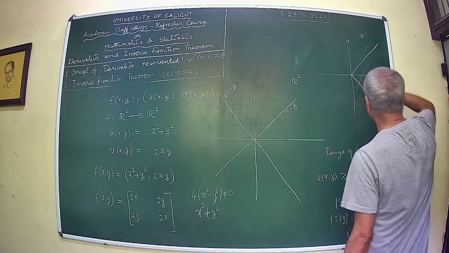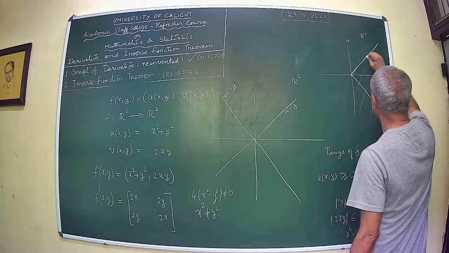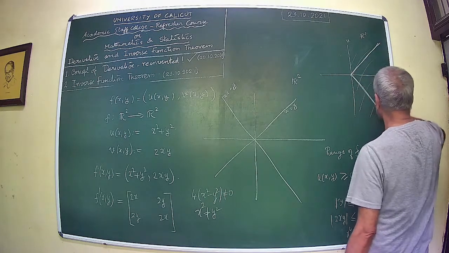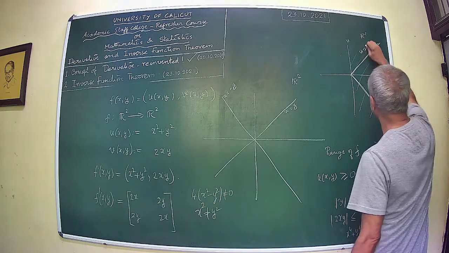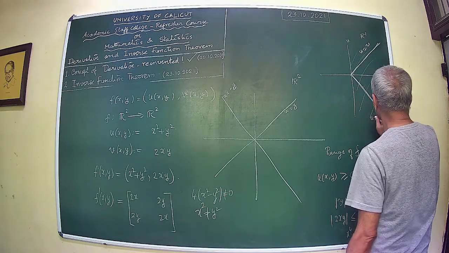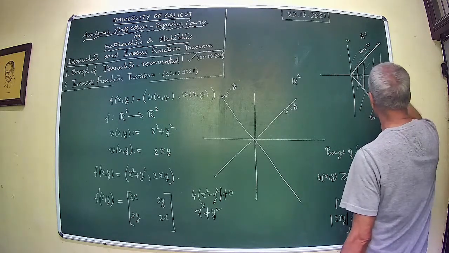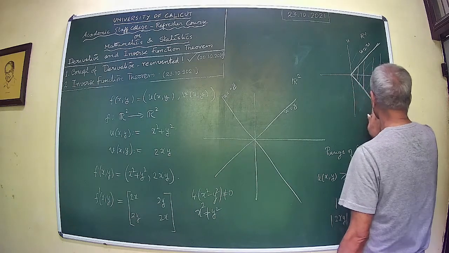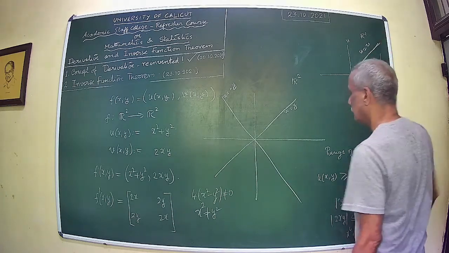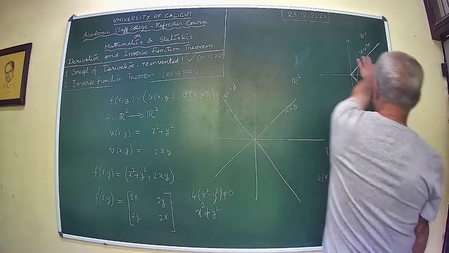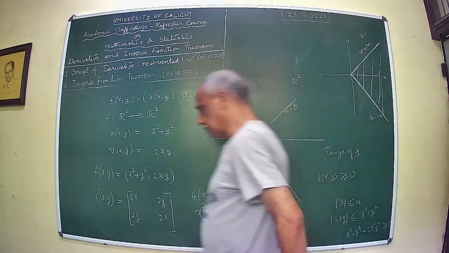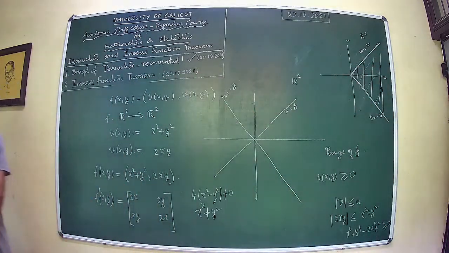So you have a wedge shaped region coming. This is u equal to v. This is u equal to minus v. So the image is essentially confined to this region and not outside. So the whole space gets mapped to this wedge under this map, and that's the interesting aspect.